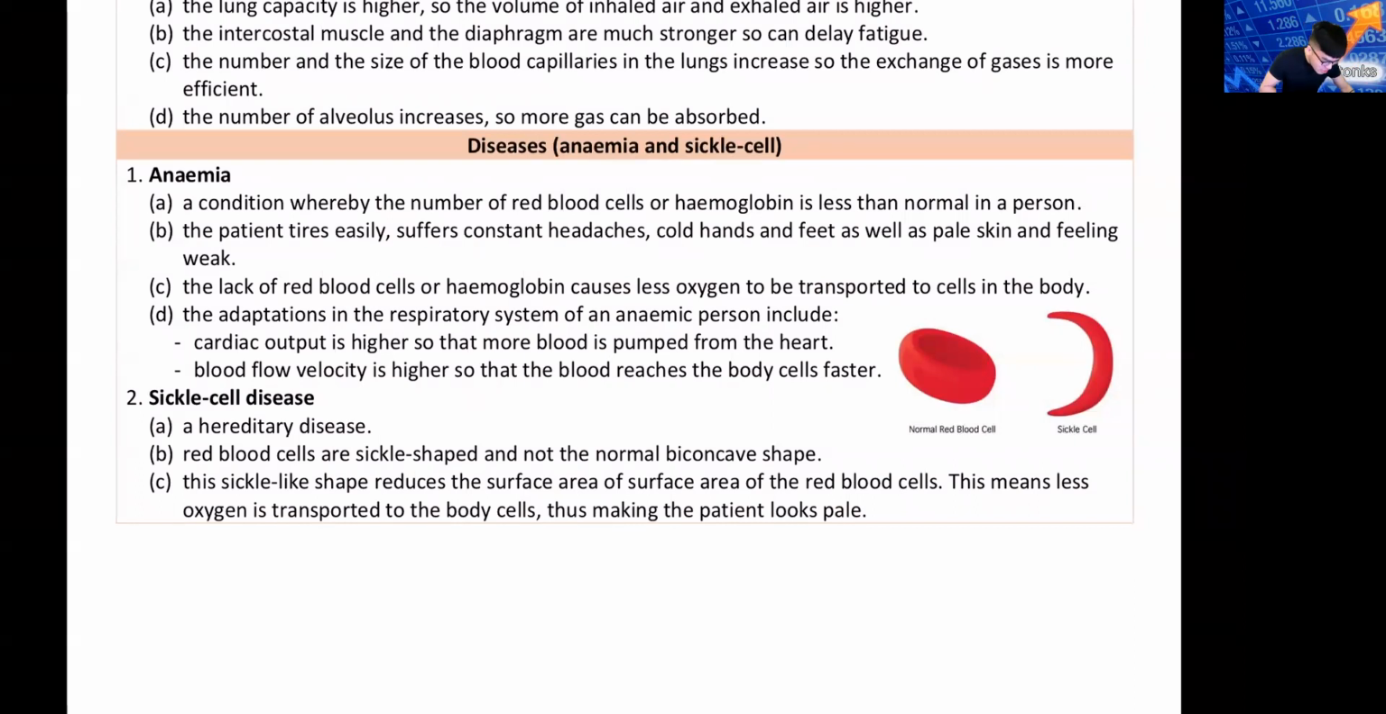Anyway, so let's look at anemia. Anemia is a condition whereby the number of red blood cells or hemoglobin is less than normal in a person. So how do you know your red blood cells are less? People go and do a blood test lah. If your blood test shows lower hemoglobin, that means most likely you have anemia.